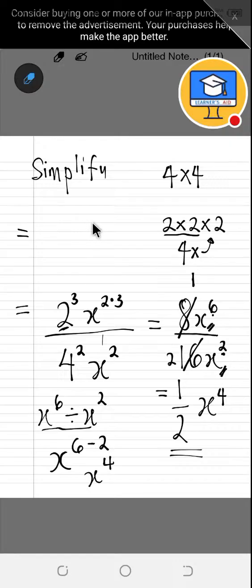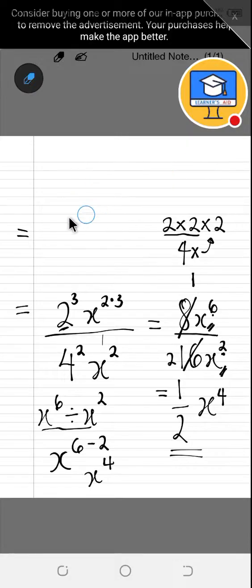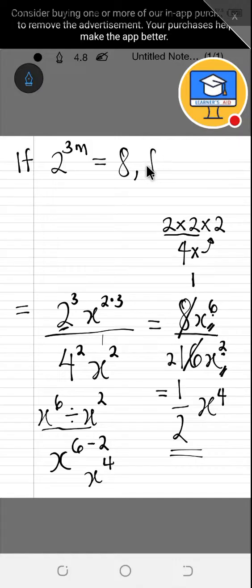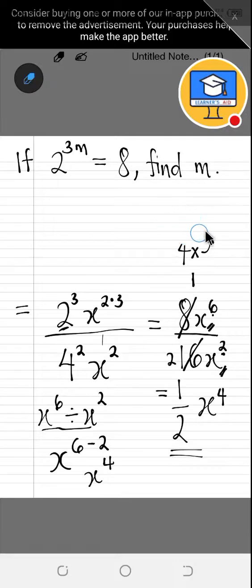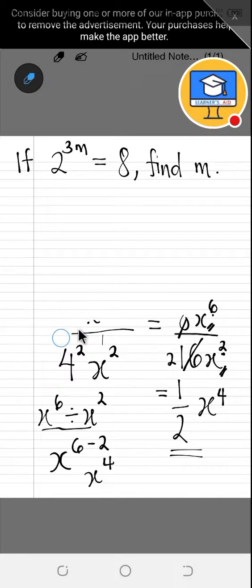This is the full question. If 2 to the power 3m is equal to 8, find m. Find m. If 2 to the power 3m is equal to 8, find m. What do you think is the answer?